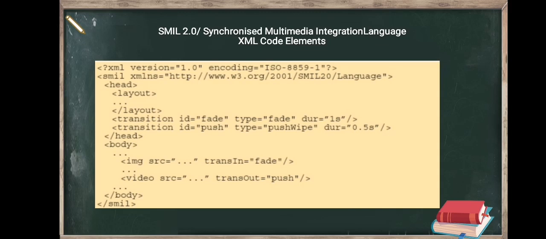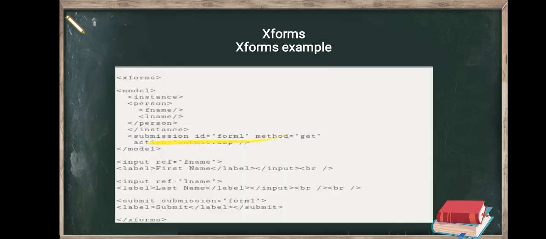So this is the use of SMIL 2.0. So this is the sample code of SMIL 2.0. So let's go now to the final example of XML namespaces. The XForms.